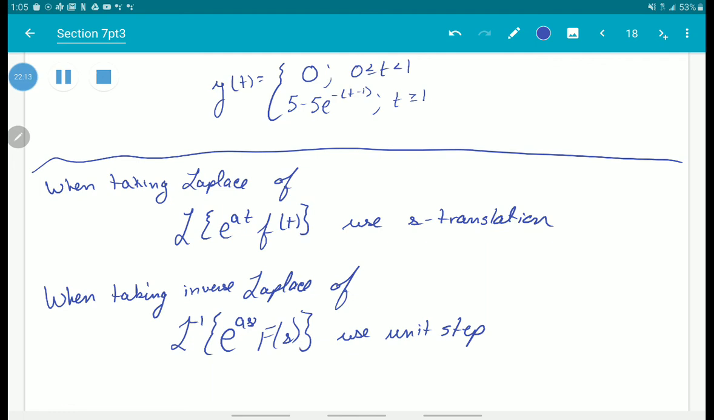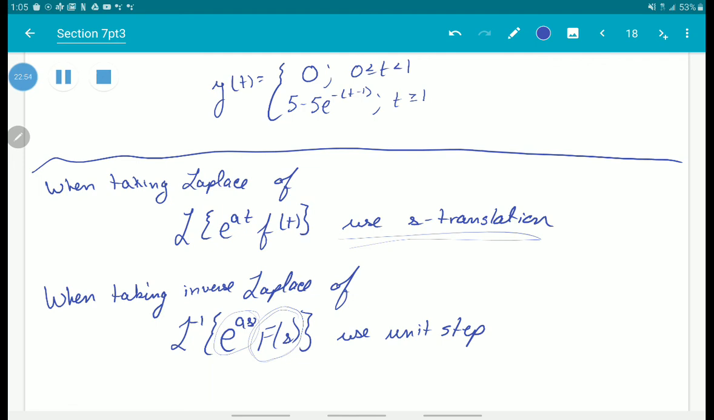So it could be really confusing between that s translation and then that t translation, which is also called that unit step function. So I just kind of want to recap that in about 5 seconds. So let's say we want to take the Laplace of a function times e to the at. That's always going to be an s translation. And remember, that comes from applying that definition of a Laplace. Now, if we're taking the inverse Laplace of something that's a function times something we recognize as a Laplace transform, then that's just a key to let us know that we're going to use a unit step function there.